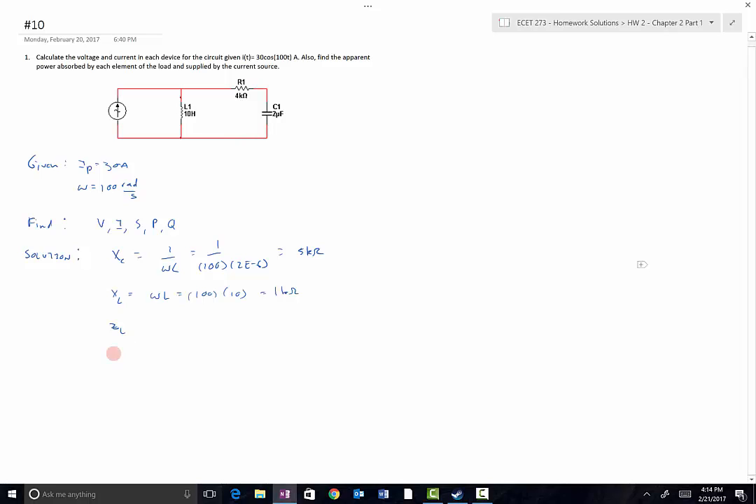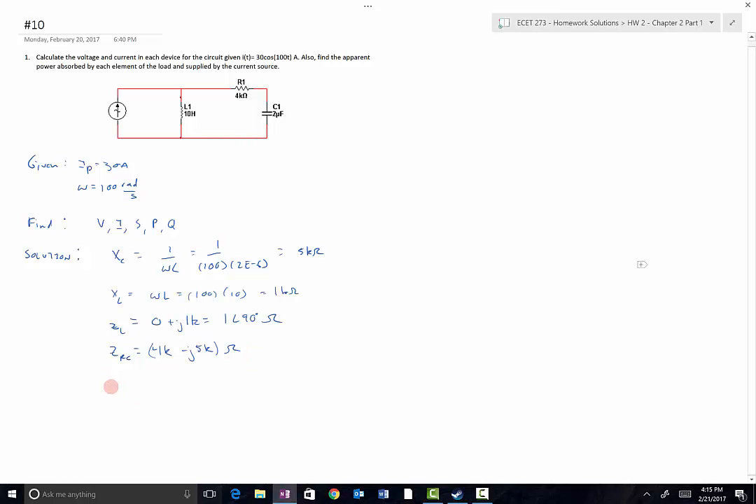So I can determine total branch impedance of the 2 branches. I'm going to call that ZL and ZRC for the L alone and the RC branch. The impedance ZL is 0 plus J1K, which is just equal to 1K at 90 degrees. Then for the RC branch, I've got 4K, and then 5K of capacitive reactance, so that's minus J5K to account for the fact that it's capacitive reactance, and I'm just going to leave ZRC in rectangular form.